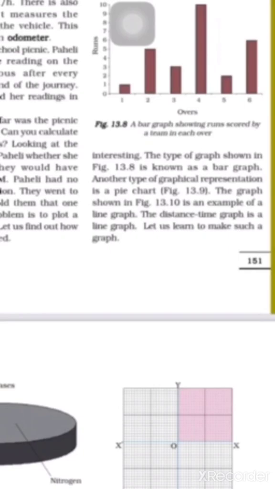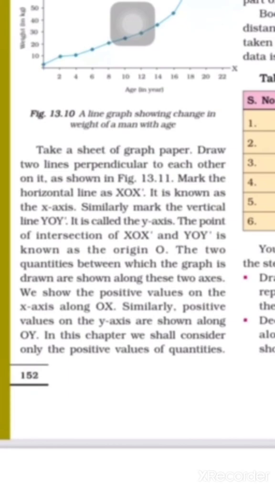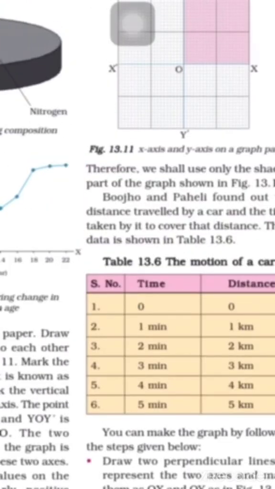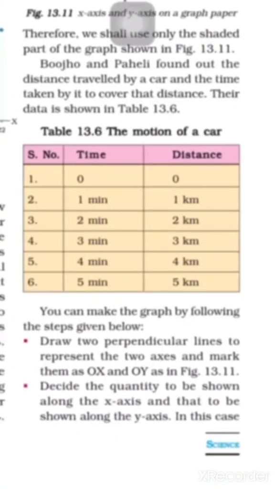Looking at the table. Distance time graph. You might have seen that newspapers, magazines, etc. present information in various forms of graph to make it interesting. The type of graph shown in 30.8 is the bar graph. Another graph is represented in picture 30.9. Distance time graph, the graph between distance and time.